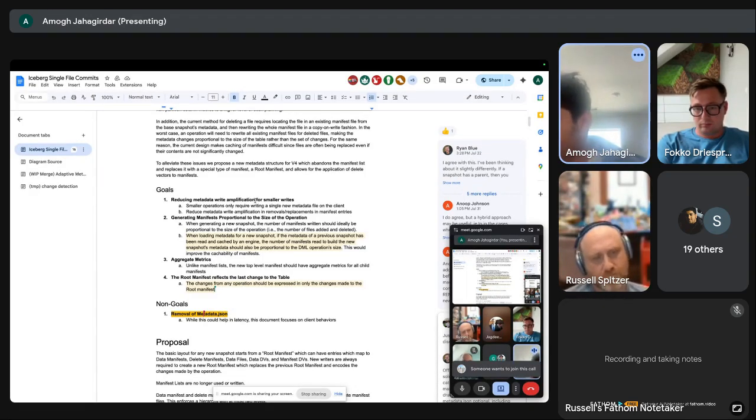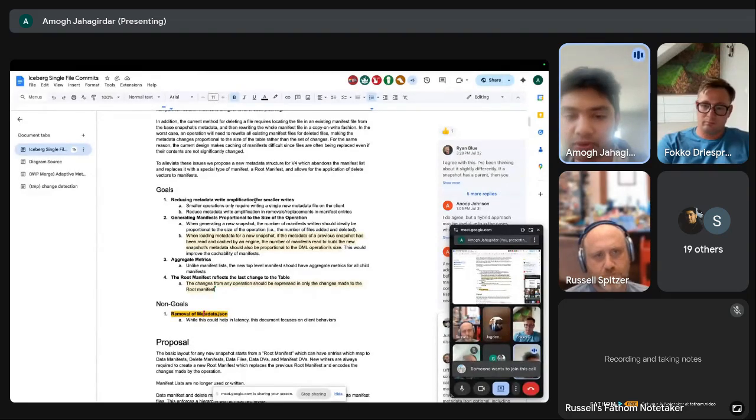The other big goal is, are we able to just do change detection, like file additions, removals, or replacements, just by looking at the root level in the tree? Ideally we should be able to detect changes just by looking at the root in the metadata tree.